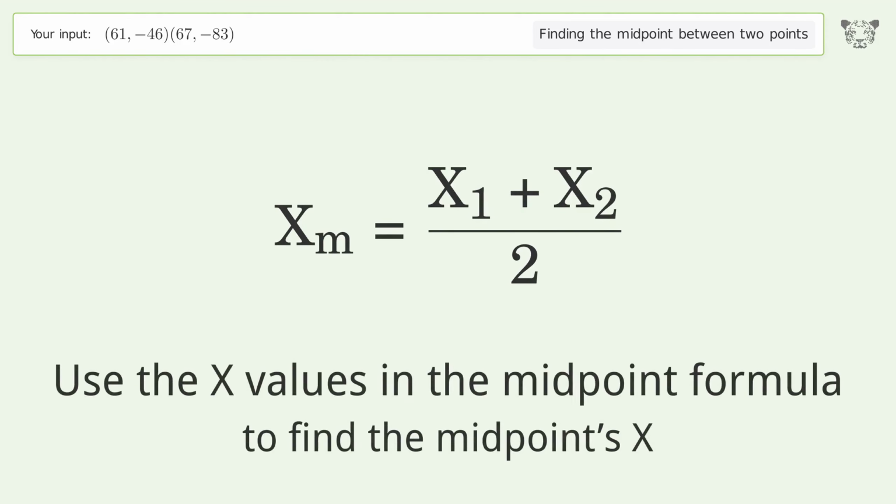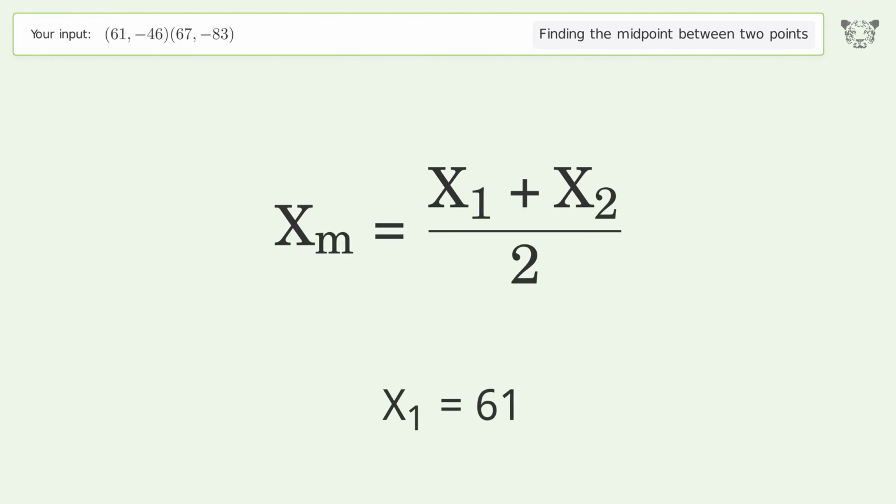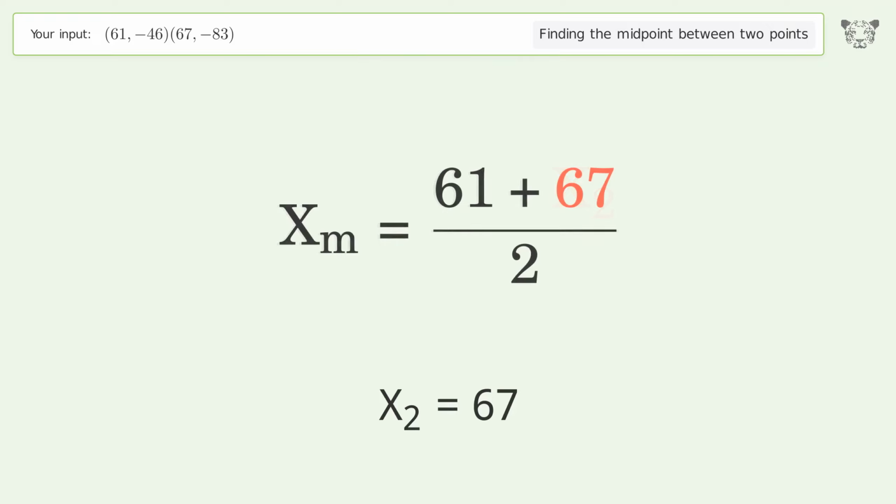Use the x values in the midpoint formula to find the midpoint's x. x1 equals 61. x2 equals 67. Simplify the arithmetic.